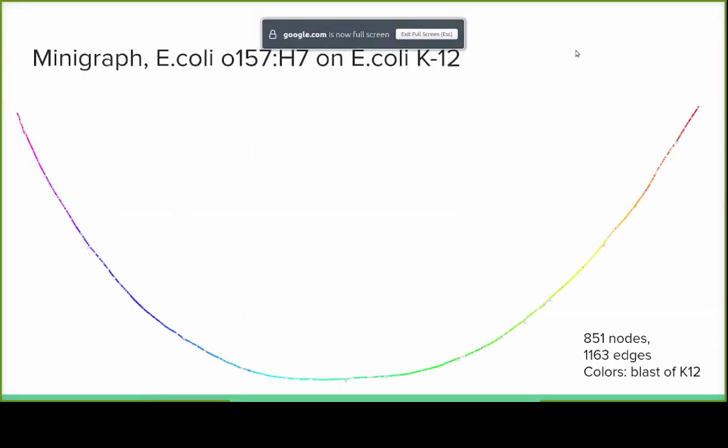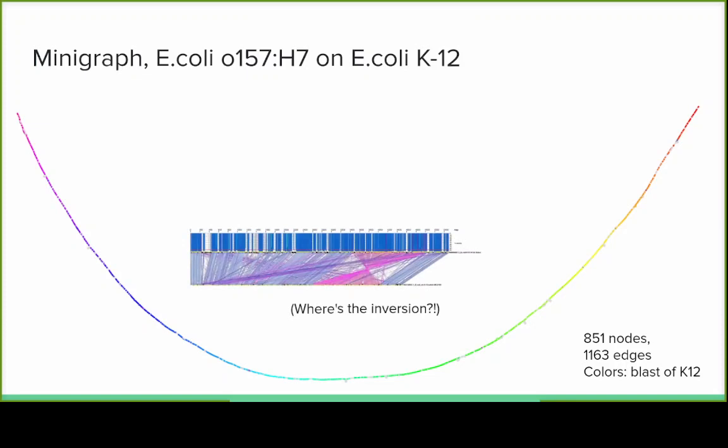So yeah, that's drawn differently, but Bandage doesn't have a consistent drawing value, so it's always random each time. Only 800 nodes, tiny graph, colors correspond to the blast of K12 as you just saw. There is one thing that is glaring in this graph. What is it? It's missing the inversion. Yes. Where is the inversion? There should be an edge from, I don't know, here to here. I didn't find it.